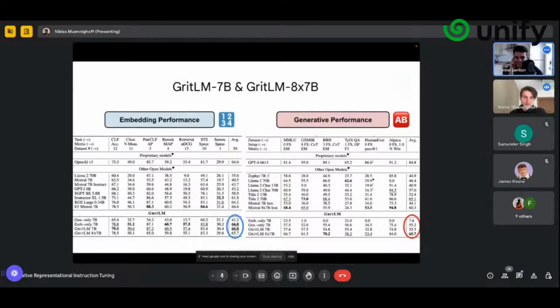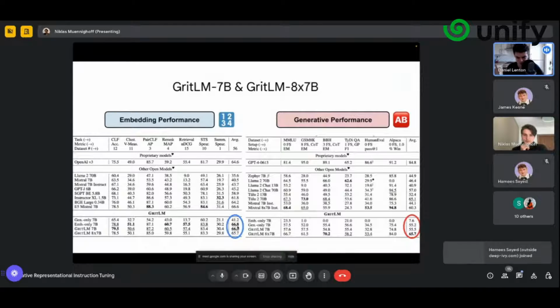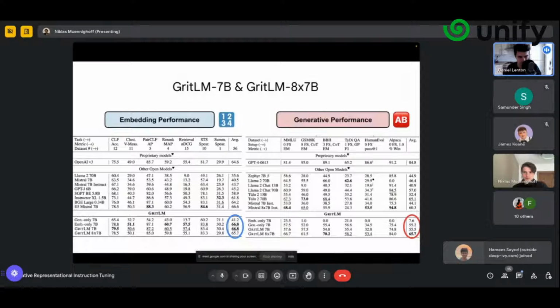Yeah, sorry, it's a lot of numbers for a slide. Yeah, that's a great point. So it doesn't seem like there's a major benefit from including both. It matches.